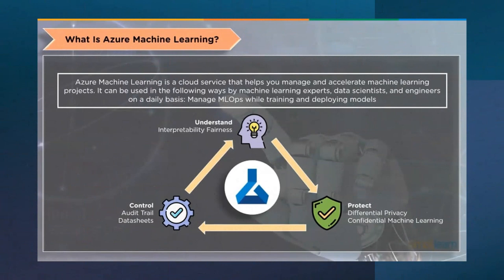And third is control. This section emphasizes control through audit trails and datasets. Audit trails track the operations performed on models, which is useful for compliance and monitoring. Datasets provide detailed documentation on the datasets used for training models, offering traceability. So Azure Machine Learning is geared toward ensuring fairness, security and transparency in machine learning, while providing tools for model management and development as well as deployment.